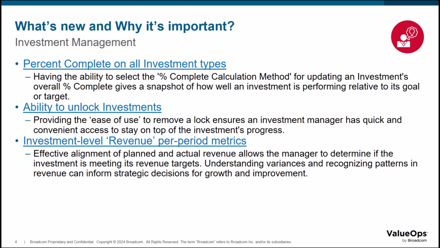Effective alignment of planned or budgeted revenue compared with actual revenue allows the manager to determine if the investment is meeting its revenue targets. Understanding the variances and recognizing patterns in revenue can inform strategic decisions for growth and improvement.